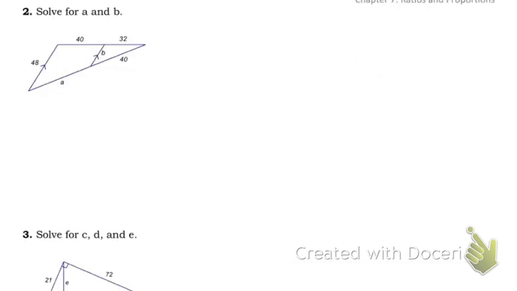All right, this one says solve for A and B. This might be another time where you draw both of your triangles, or if you're good at them, you can just look at it. I like drawing the two triangles so I don't make a mistake. Right, Davion? Yep.